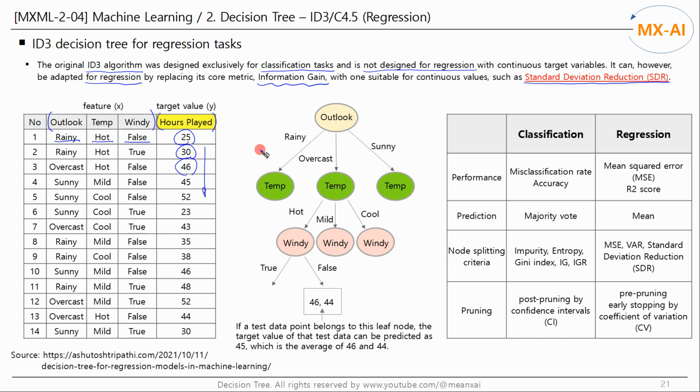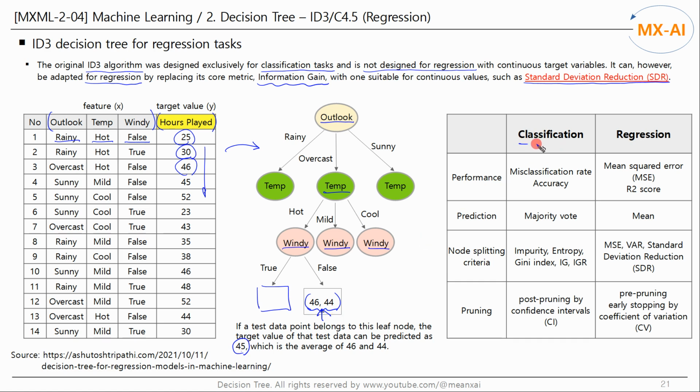Using this dataset, we want to create the following ID3 decision tree. In this example, we first split the Outlook feature, then the temp feature, and finally the windy feature. And the leaf nodes contain the target values. If a test data point belongs to this leaf node, the target value can be predicted as 45, which is the average of 46 and 44. Regression trees basically work this way.